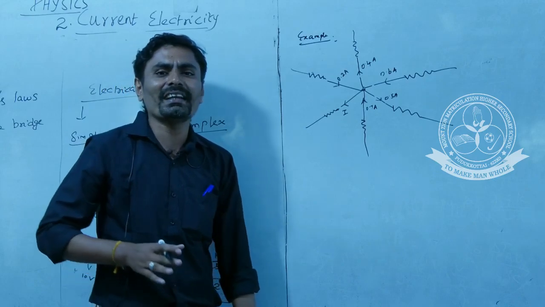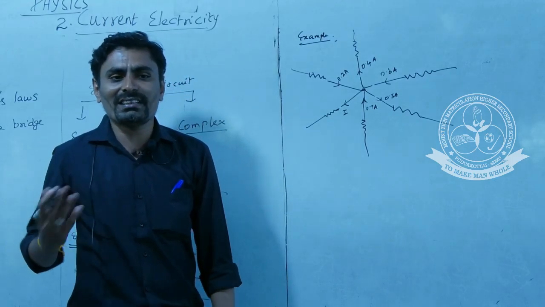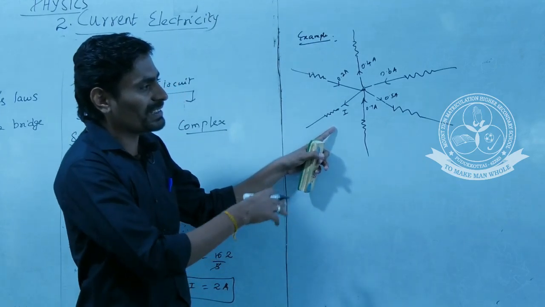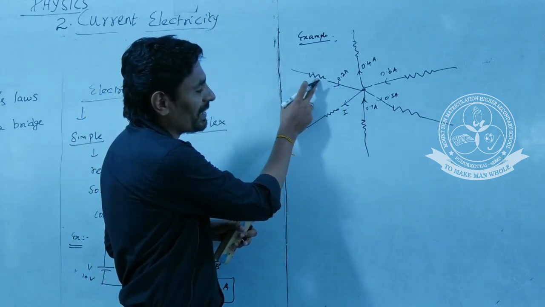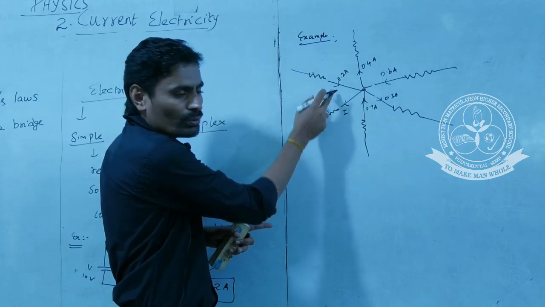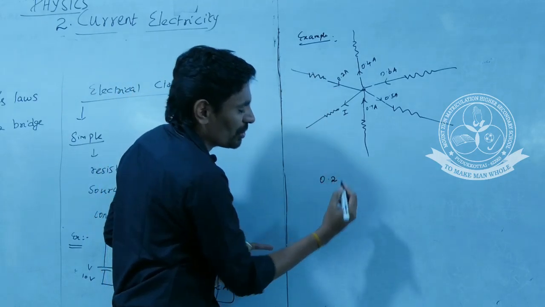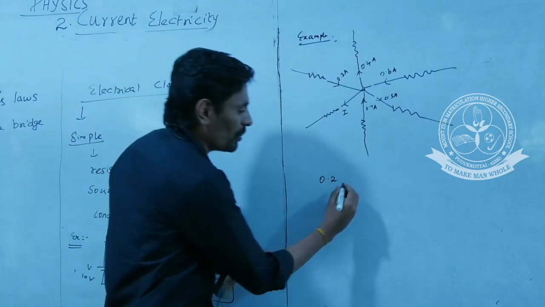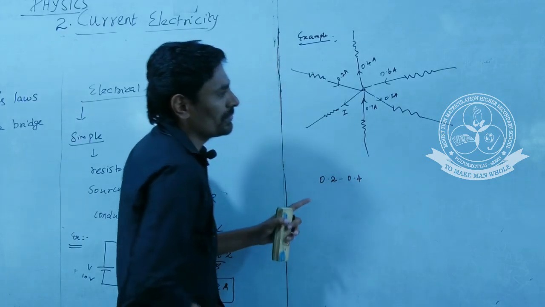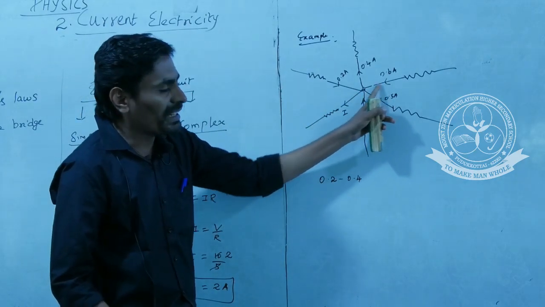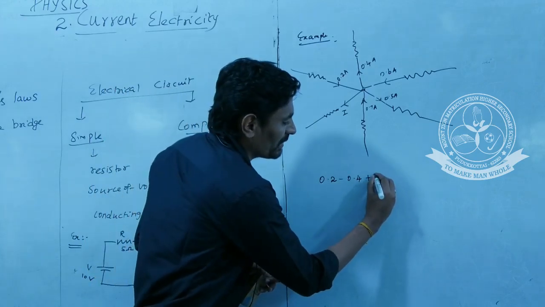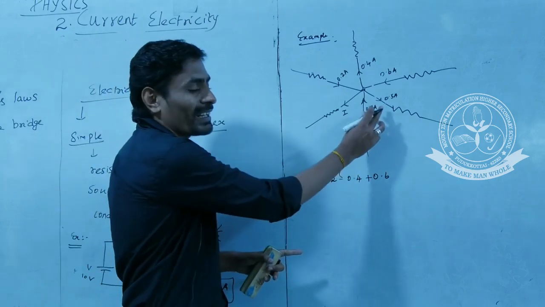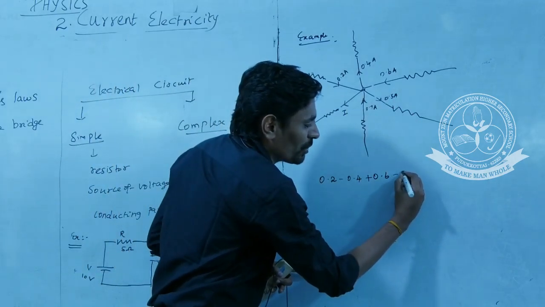Already we know current entering the junction is taken as positive, and current leaving the junction is taken as negative. We find the value of I. First, the current entering the junction is 0.2, so positive 0.2. Next, the current leaving the junction is taken as negative, so minus 0.4. Then the current entering, 0.6, positive. Then 0.5 is leaving the junction, so minus 0.5.